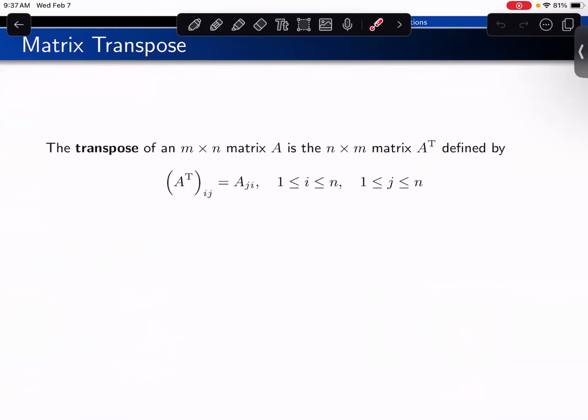So going into the definition of a transpose, we're going to be assuming we have an M by N matrix A.